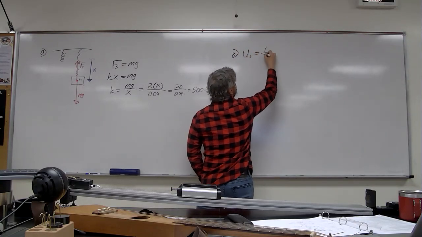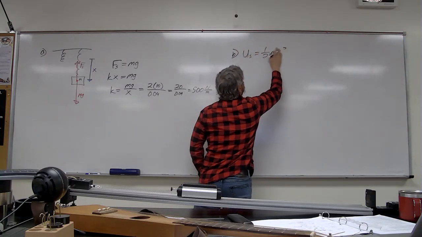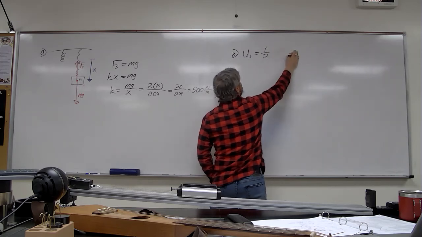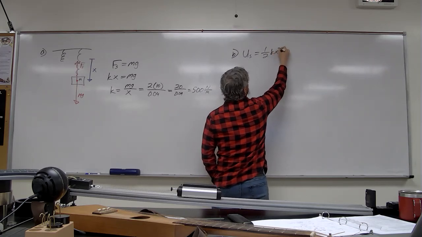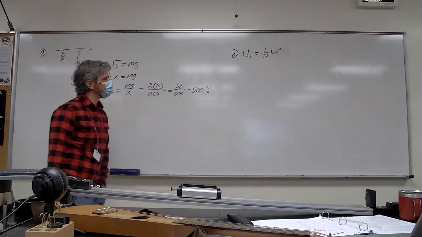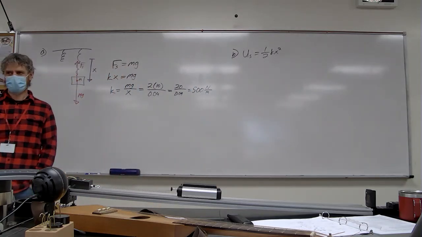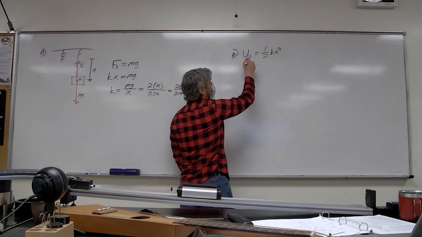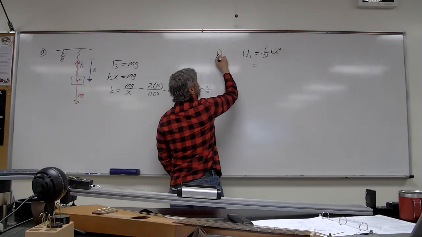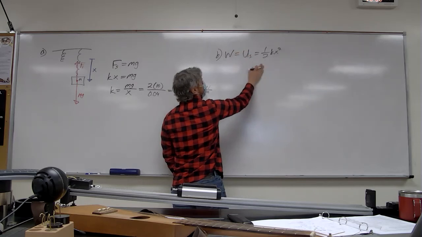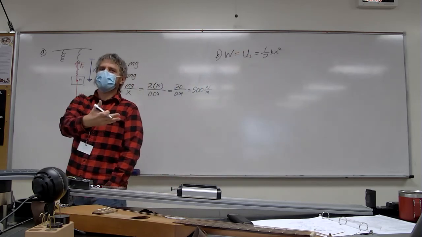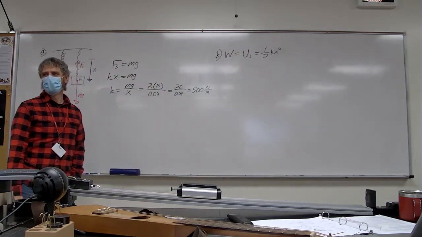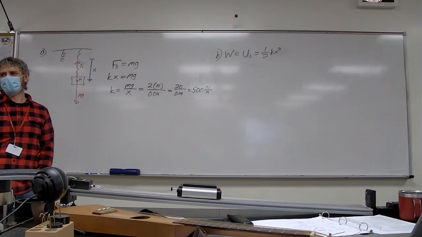So for that part, all I need to do is say 1/2 mv squared. No. Guys, 1/2 kx squared. Come on. 1/2 kx squared. And so that's the work. I should have written this. The work I do is equal to the potential energy that I will then store, which is equal to 1/2 kx squared.